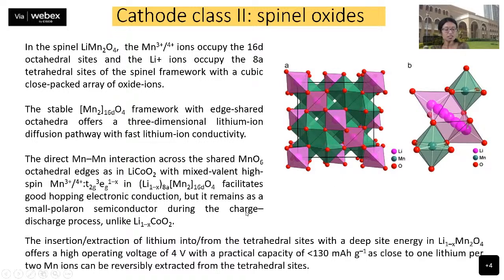So the lithium insertion and extraction from the tetrahedral sites offers a higher operating voltage of 4 volt, and the practical capacity is less than 130 milliampere hour per gram, which is close to the extraction of one lithium per two Mn ions. It can be reversibly extracted from the tetrahedral sites. So basically what we get from this material is a voltage of around 4 volt and a practical capacity of around 130 milliampere hour per gram.